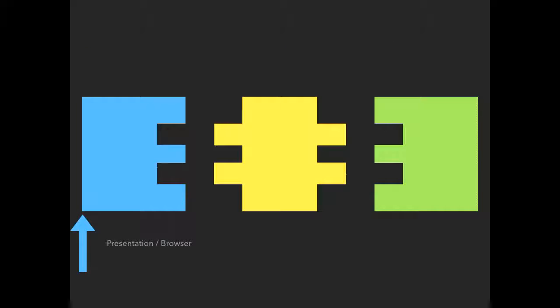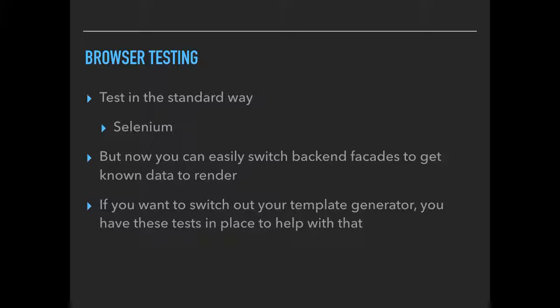So what about testing here? This is sort of the layer between what you're presenting. This is your HTML that you're presenting to the browser. So we can test this in the standard way, like with Selenium. But now if you want to, you can switch out the backend facades to get known data to render. So as I mentioned, maybe in your CI system, you want a consistent view in one of your dev environments so that you know that your rendering is all working properly. And if you wanted to, you can switch out your template generator, i.e. Django, and you already have tests in place at both ends to help you know that you've done that correctly.